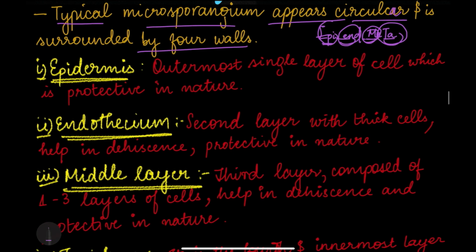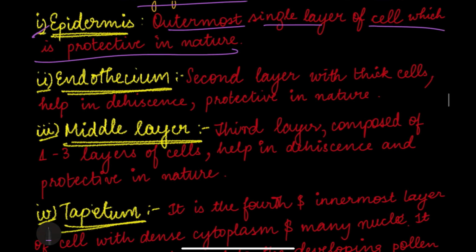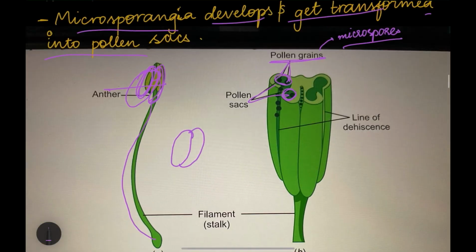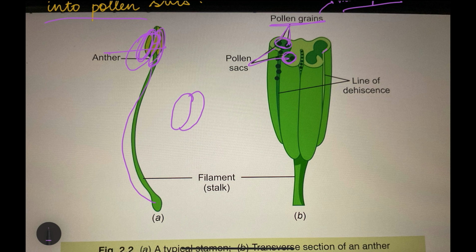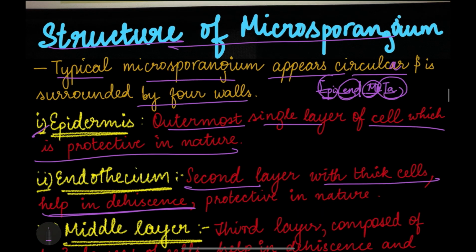So epi for epidermis, en for endothecium, me for middle layers, and ta for tapetum. Now let's see. Epidermis is the outermost single layer of cells, which is protective in nature. Endothecium, the second layer, has thick cells and helps in dehiscence. What is dehiscence? I am telling you. Earlier it is a bilobed structure when it is undeveloped, somewhat circular, then it gives a curvature type structure, and then it helps in the division. This division or separation is the dehiscence. Also, it is protective in nature.